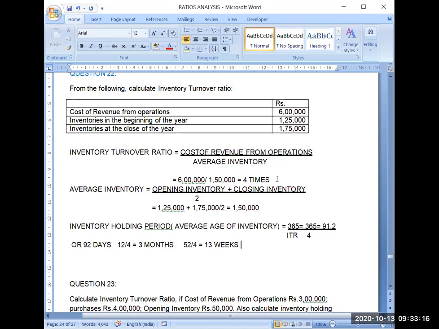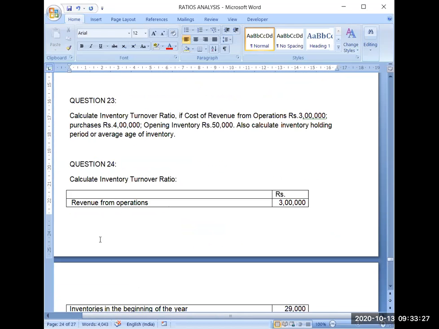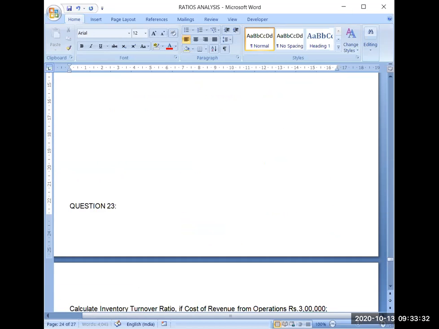But this ratio will always be expressed in times. So these are the 2 ratios which we calculate for observing the efficiency in inventory management. Now see the next question. Let's move to the next page.